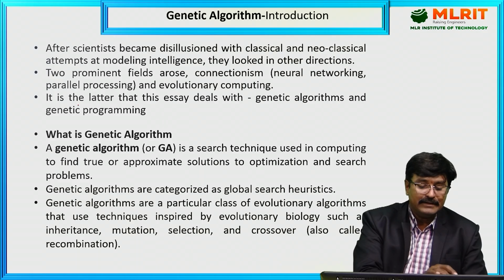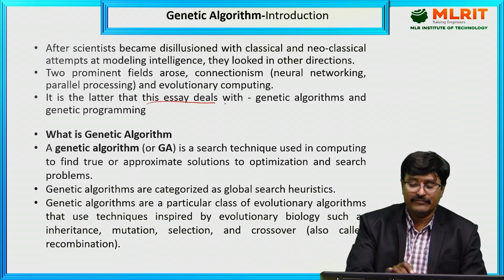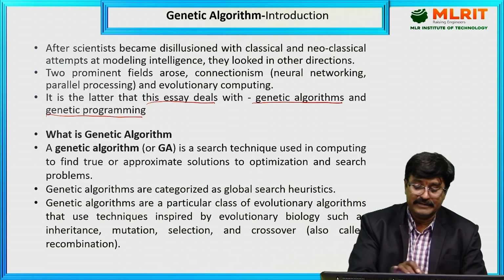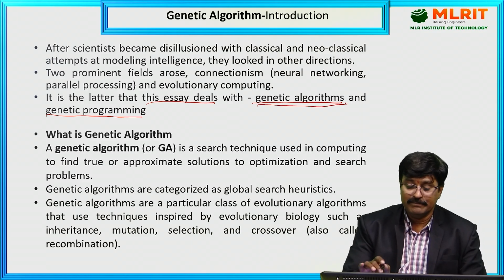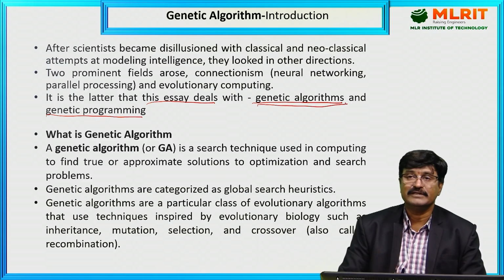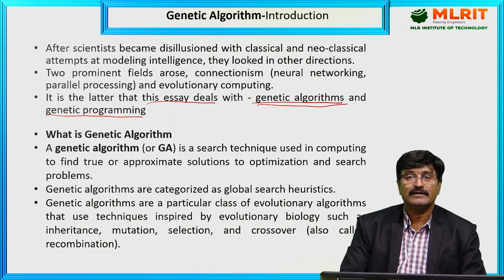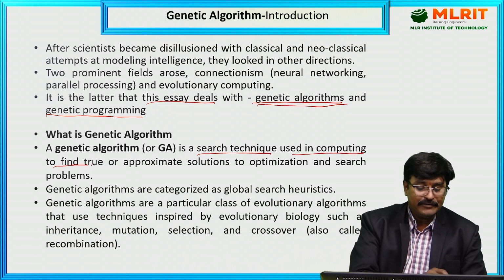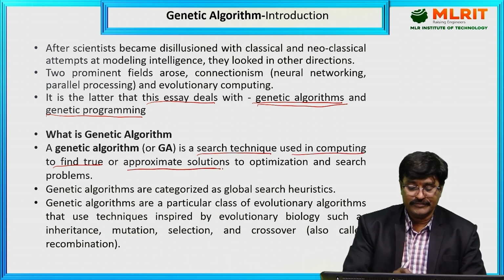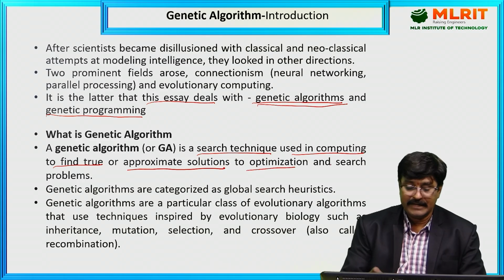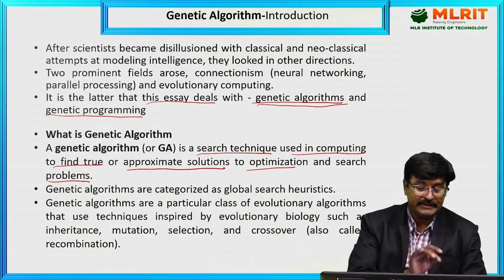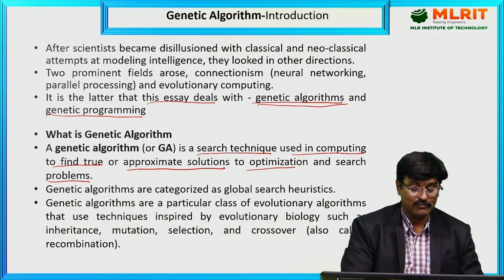With the latter, genetic algorithms are one of the best approaches, genetic programming or genetic algorithms, to find the best path or to act as a search algorithm. It is one of the best search algorithms. So what is the genetic algorithm here? A genetic algorithm is a search technique used in computing to find true or approximate solutions to optimization and search problems.